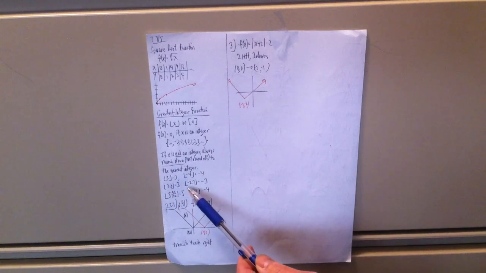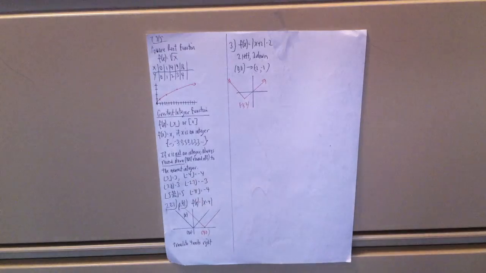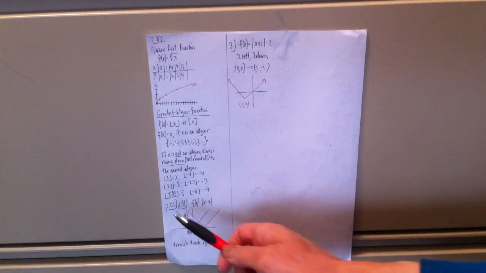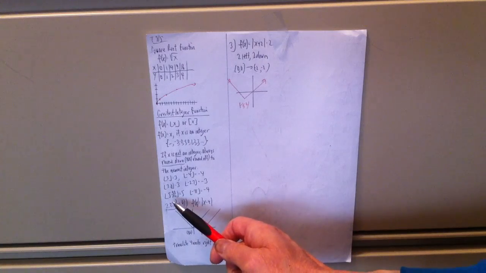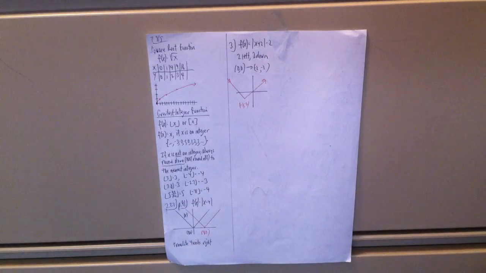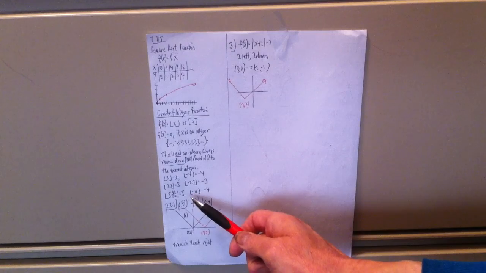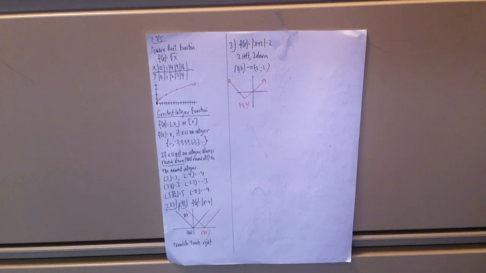Greatest integer function of negative 2.7, going down would be negative 3. Greatest integer function of 5 and 99/100ths would not be 6, you always go down, so that would still be 5. Greatest integer function of negative pi would be negative 4.